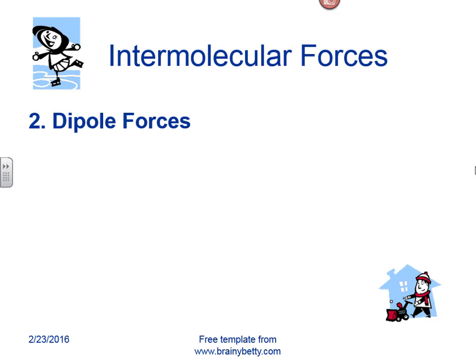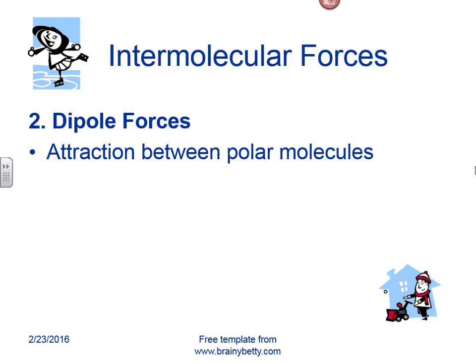Force type number 2. This is the next strongest. These are called dipole forces. Again, di means two, pole means like a plus end and a minus end. So forces that occur when you have a dipole, or a plus side of the molecule and a minus side of the molecule. Which should lead you to the thought that these only occur between polar molecules. Because to have dipole forces, you have to have a positive side and a negative side.